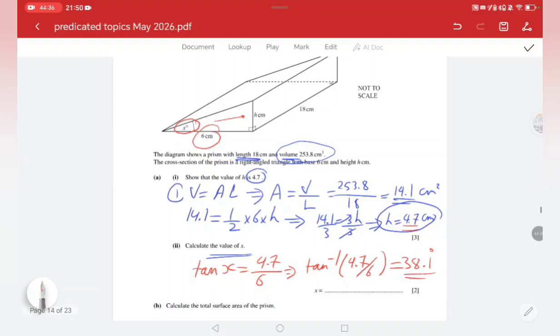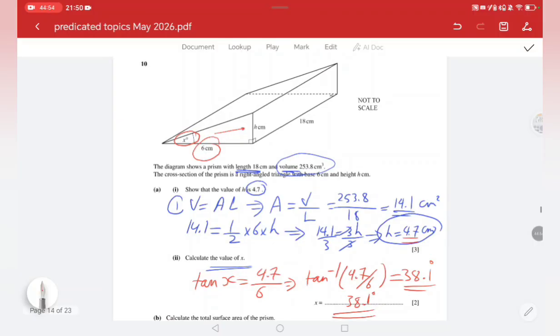The answer is 38.1. When it comes to degrees, please round to 1 decimal place. So don't write 38, write 38.1 degrees. Next part is calculate the total surface area of the prism.